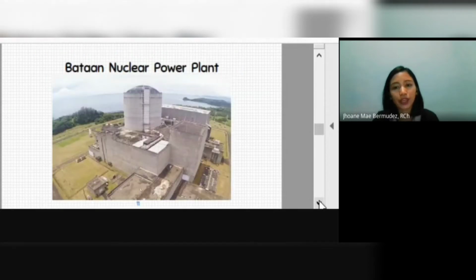Next we have nuclear power plant. We have here the Bataan nuclear power plant. One of the reasons why this nuclear power plant is not in service today is because it is near a volcano, 5.5 kilometers away. That can cause earthquakes that can trigger its meltdown.